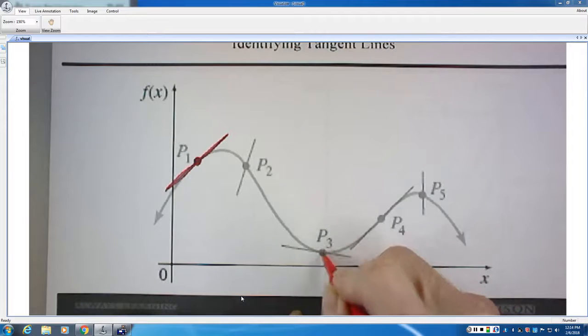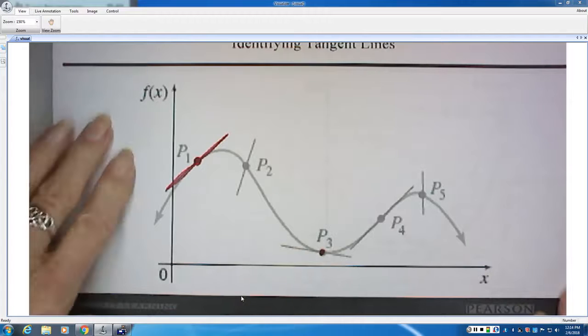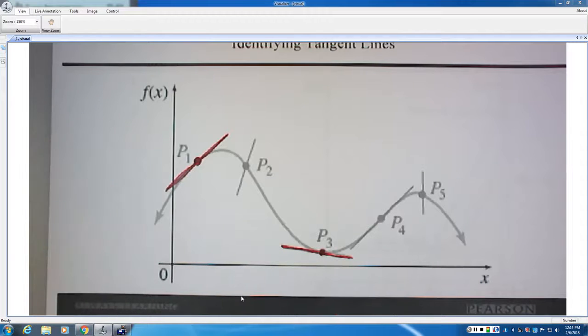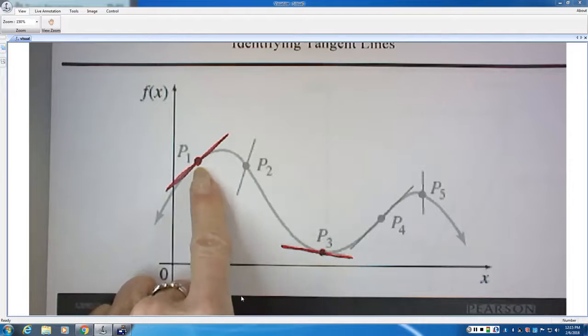We have a second tangent line at P3, because it touches the curve only at the point P3, and it indicates the direction the curve is moving. It has a negative slope, but it's only slightly negative. It isn't nearly as steep as the positive slope is here.